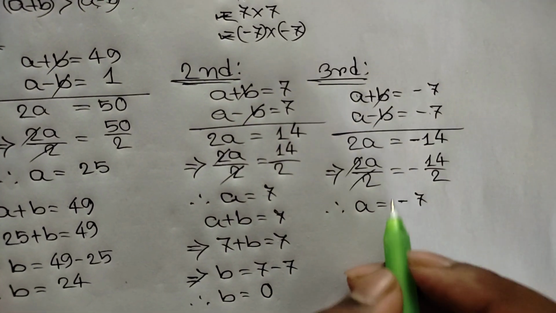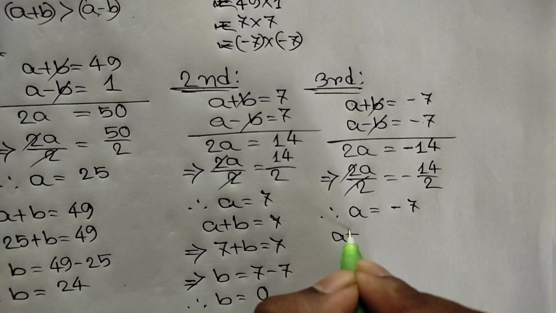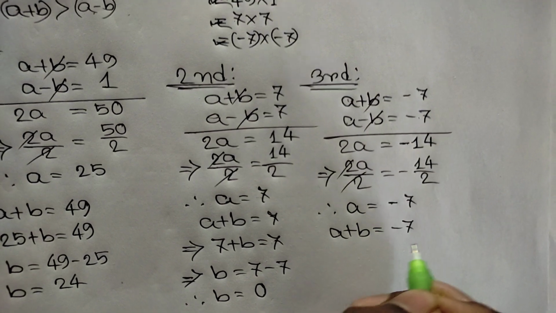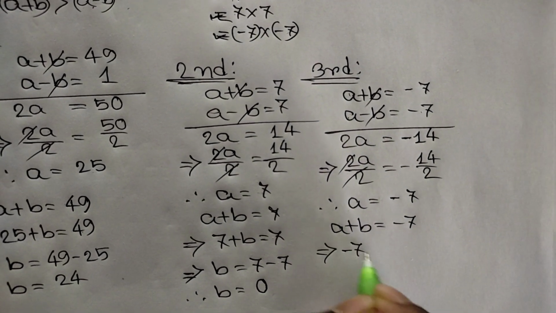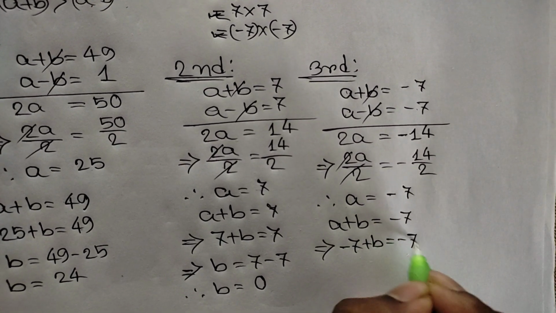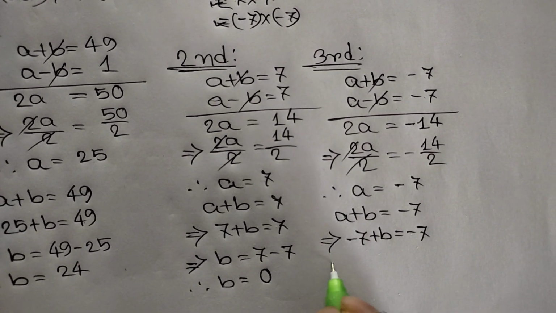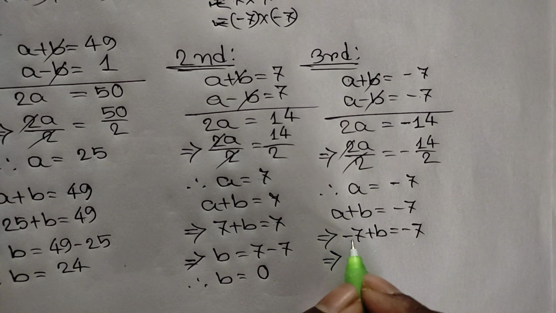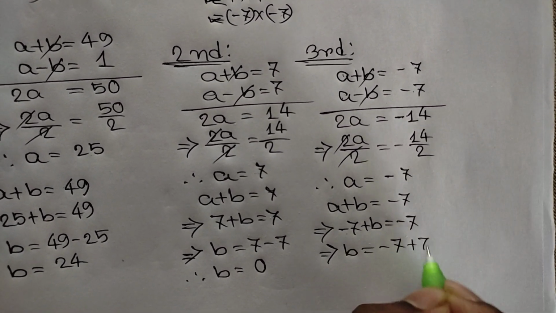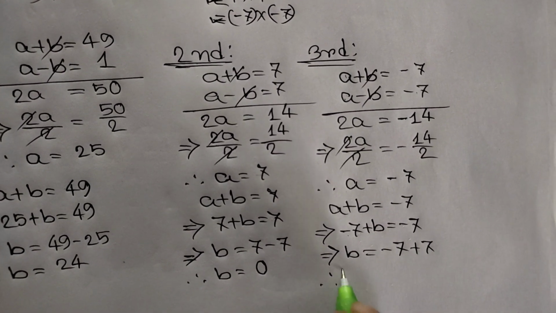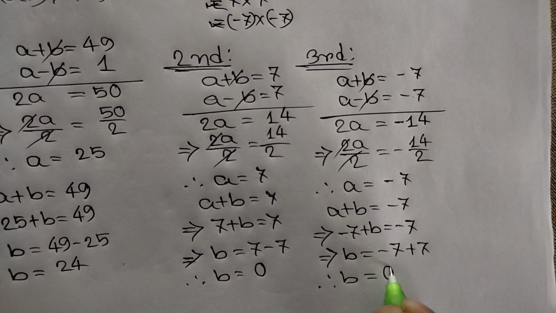When the value of a is equal to minus 7, then we can write a plus b is equal to minus 7. Here a is equal to minus 7, so minus 7 plus b is equal to minus 7. Taking this minus 7 to the right side, we will get b is equal to minus 7 plus 7. So the value of b is equal to 0.